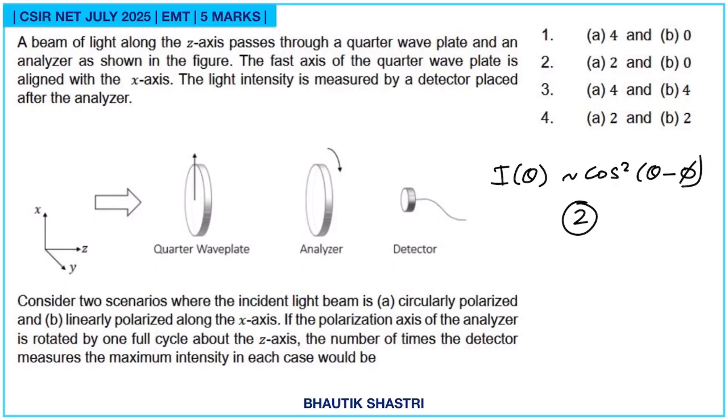Now if we consider linearly polarized light, then quarter wave plate converts linearly polarized light along x-axis into elliptically polarized light, or it remains linearly polarized if the input is along the fast axis. So analyzer will measure intensity I of theta, and that will be equal to cos square theta. So again it will have period of 180 degree, so maximum will occur twice in 360 degree rotation. So here option 4 is correct.